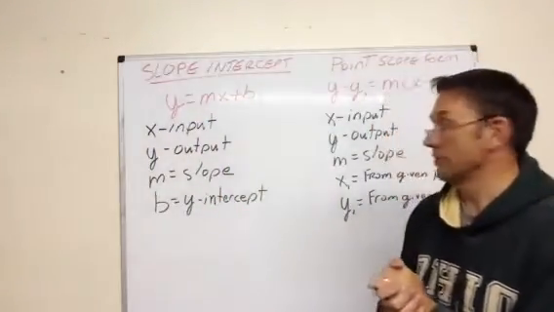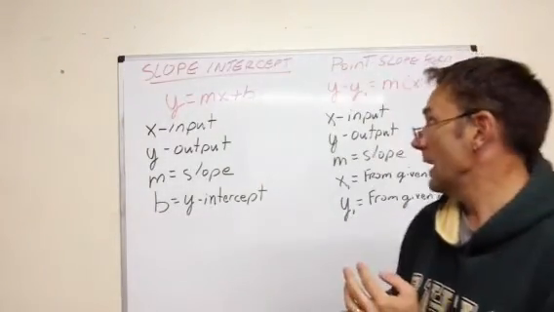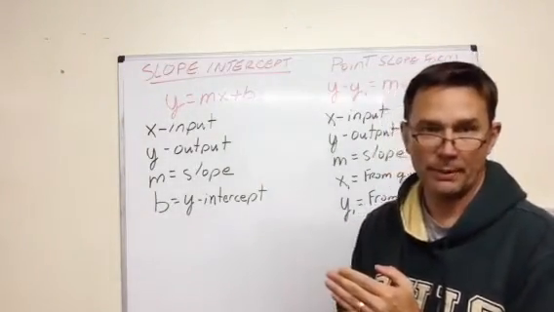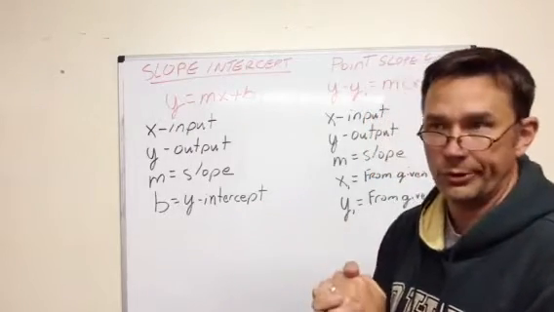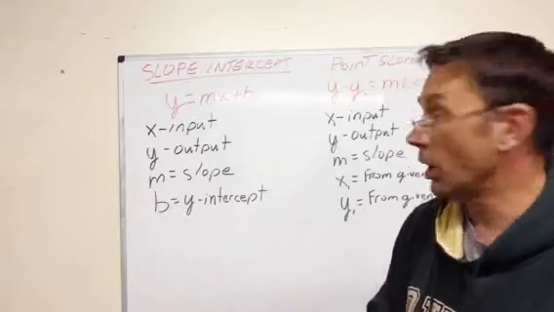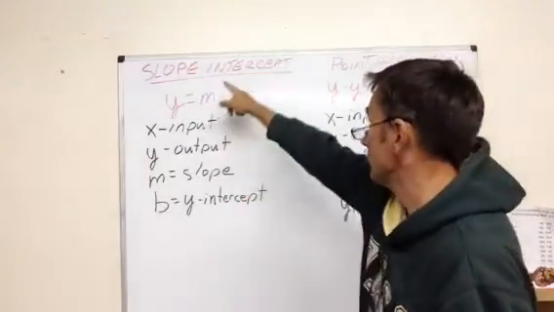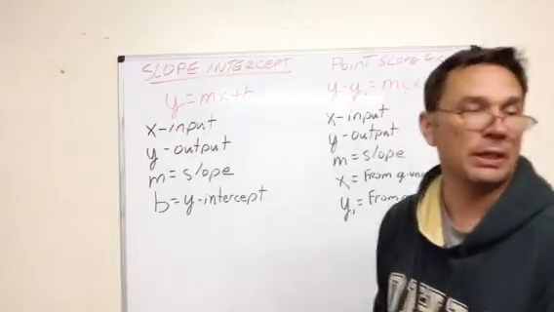Today we are talking about finding the equation of a line given a point and a slope. Now, we're going to talk about a new form, how we can represent the equation of a line. What we're really used to is the slope-intercept form, which was y equals mx plus b.